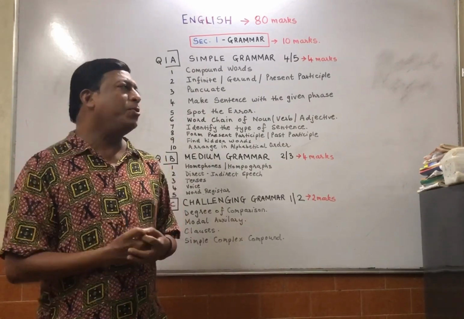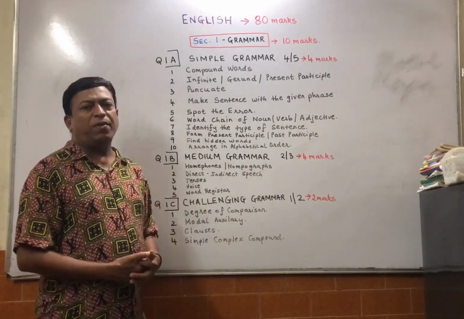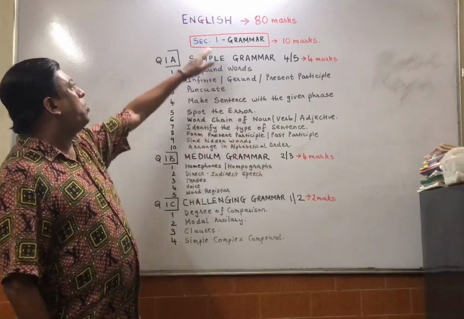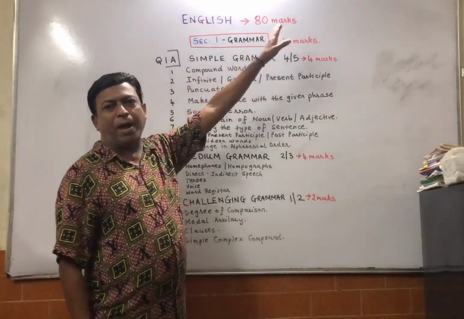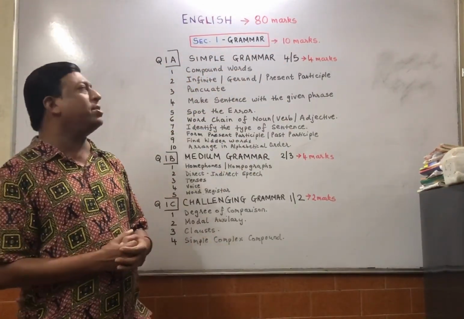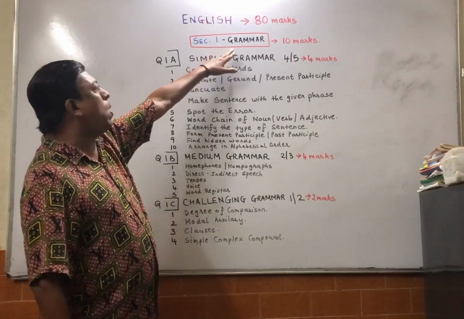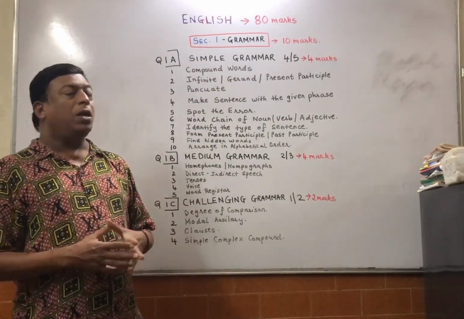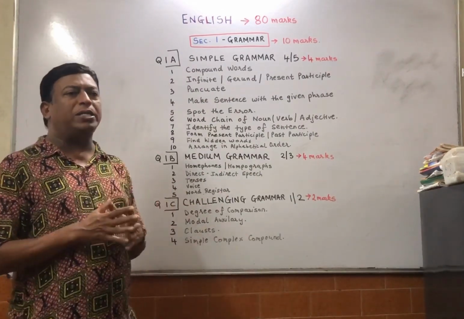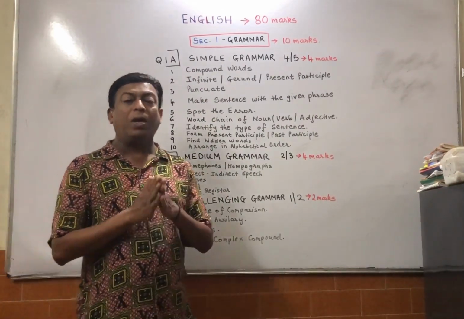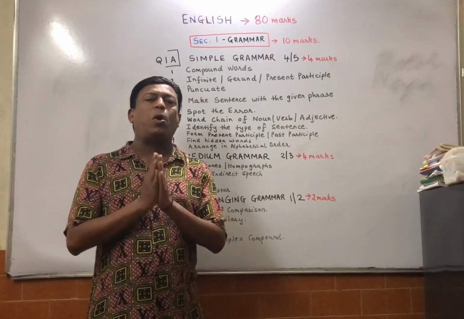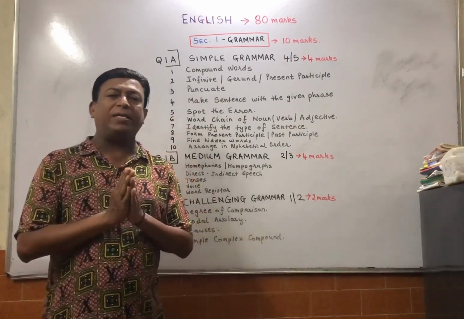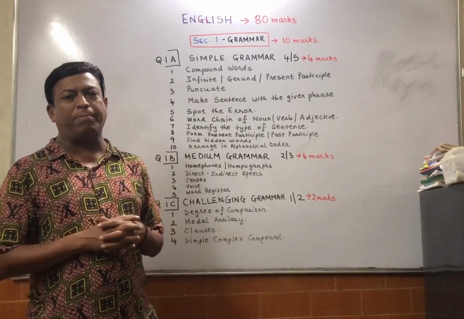So let's continue with English for standard 10. Your English paper is of 80 marks and 20 marks is internals. Now your section 1 is grammar that carries 10 marks. Grammar, as always said in all the three languages, if you want to score, you have to always do your grammar thoroughly and try and score maximum marks in your grammar.